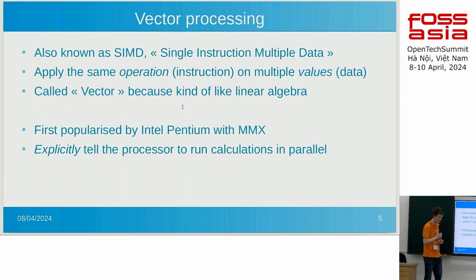So here comes vector processing, sometimes also called SIMD, for single instruction, multiple data. The idea is to apply the same instruction on multiple data elements at once. It's also called vector because you can think of it kind of like linear algebra, if you've done first cycle math. This was popularized in the 90s by Pentium MMX. We basically tell the processor explicitly that we want to execute multiple calculations in parallel, and that it is safe to do so. Of course, it means we take the responsibility as a programmer to guarantee this to the processor to enable faster speeds.